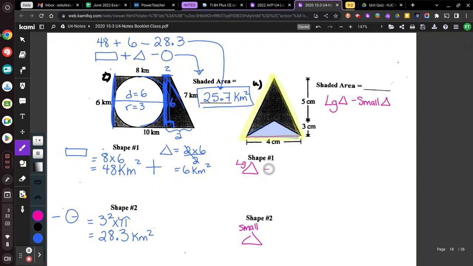So our large triangle, our base times height divide 2. So our base is 4. Our height is going to be both of these added together, which is 8. And then divide 2. So that's going to give us 16 centimeters squared. So I know up here I'm having a 16 centimeters squared.